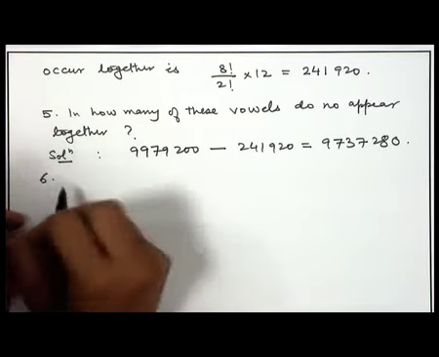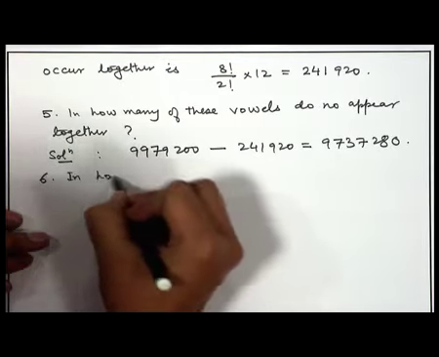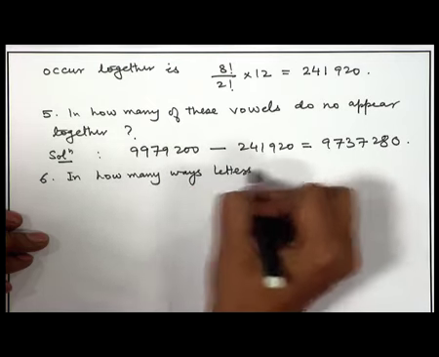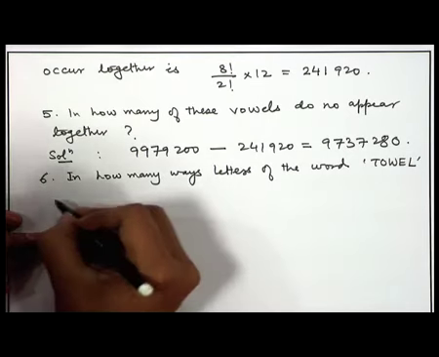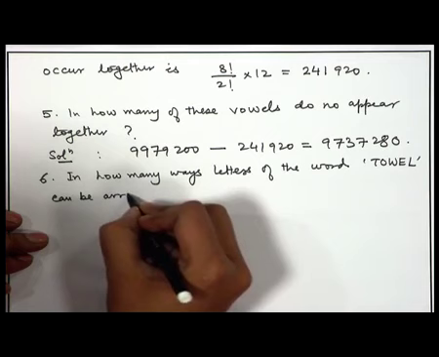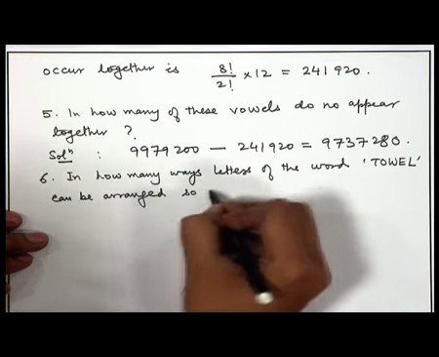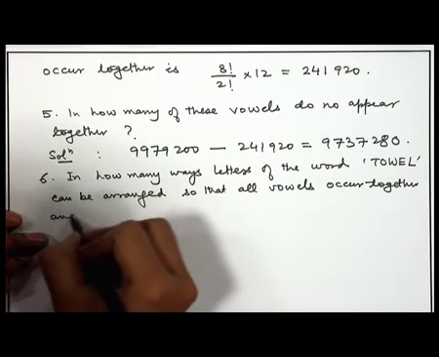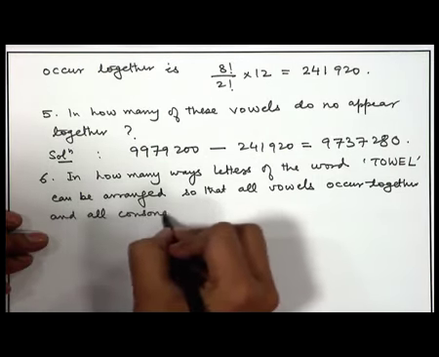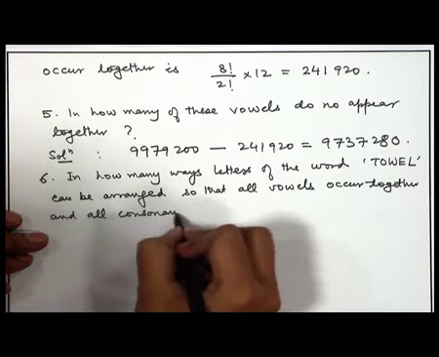So, let me just solve another problem of similar nature. In how many ways can the letters of the word, say TOWEL, be arranged so that all vowels occur together and all consonants occur together?